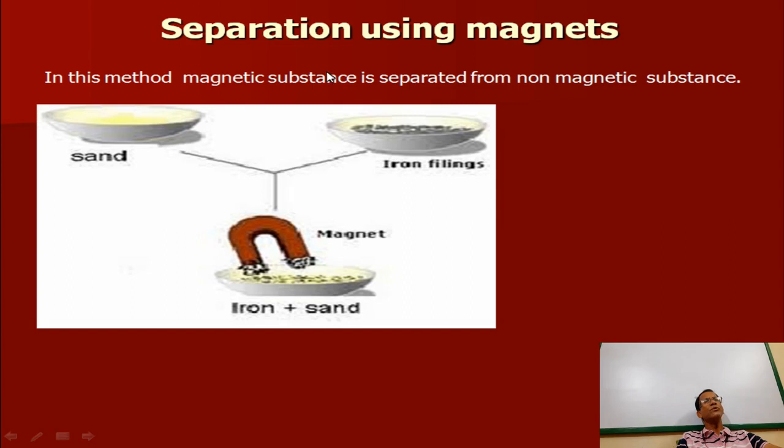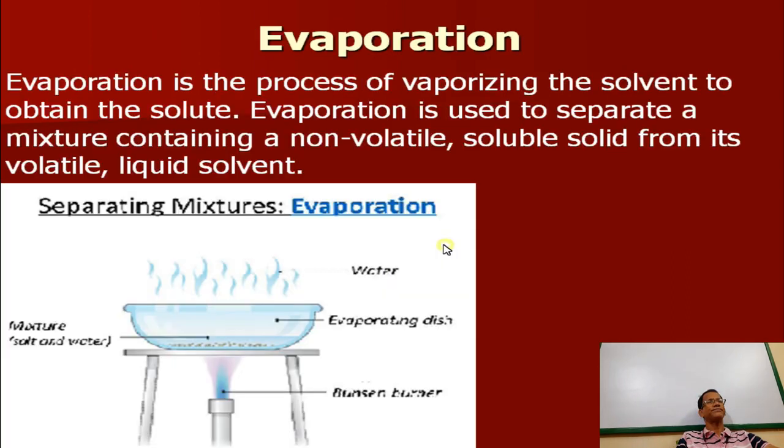So here the principle is that the magnetic substance is separated from the non-magnetic substance in the mixture using a magnet. Here iron is a magnetic substance and the sand is non-magnetic. So using a magnet we can separate iron filings, that is iron dust, from the sand and iron mixture. This is the important method for separation of iron dust from sand or any kind of mixture containing iron filings.